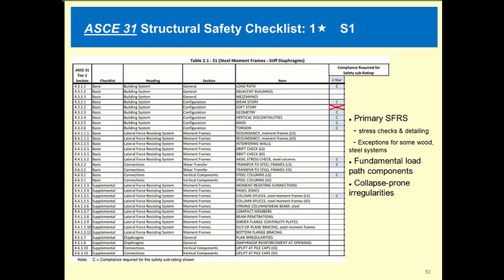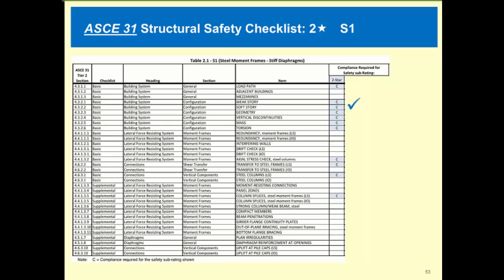So going back to the example, let's say we have a building where the soft story Tier 1 check is non-compliant. That means for that particular building, the maximum safety subrating we can get is a 1-star, because not every single item in this list is compliant. But now let's say we did a Tier 2 analysis and that particular soft story was shown to be okay. It is now compliant through Tier 2 analysis. Now you could get up to 2 stars.